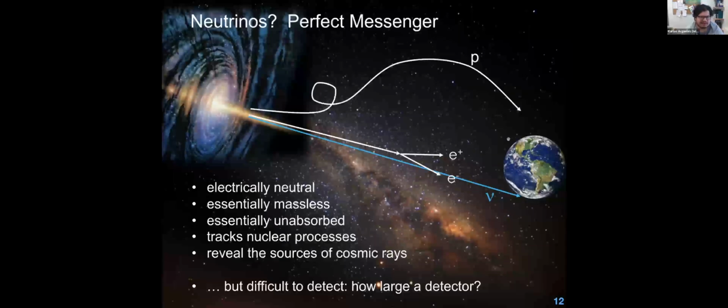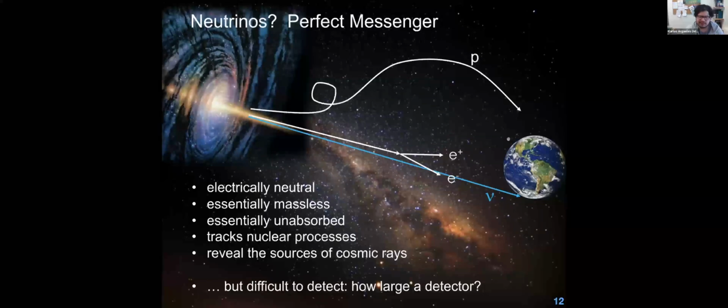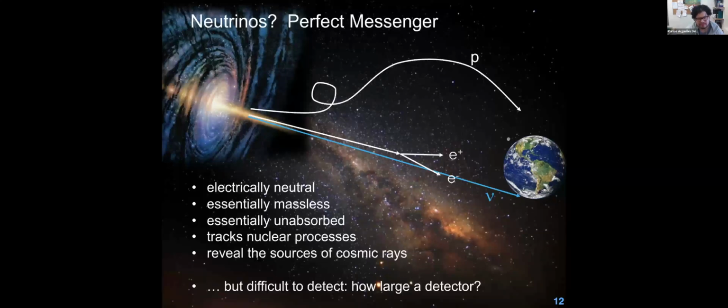So neutrinos, perhaps the perfect messenger. They're electrically neutral, so they are not deflected by magnetic fields. They're massless, close to massless. We'll talk about it later. They are unabsorbed because they interact through the weak process, and so they are not stopped by things in their path, or rather at the source. And then they're able to track nuclear processes. They're going to tell us how much hadronic activity is in these sources. And they may reveal, by looking at their directions, the sources of cosmic rays. The difficult part is that you need a very large detector to detect them, since they only interact weakly.